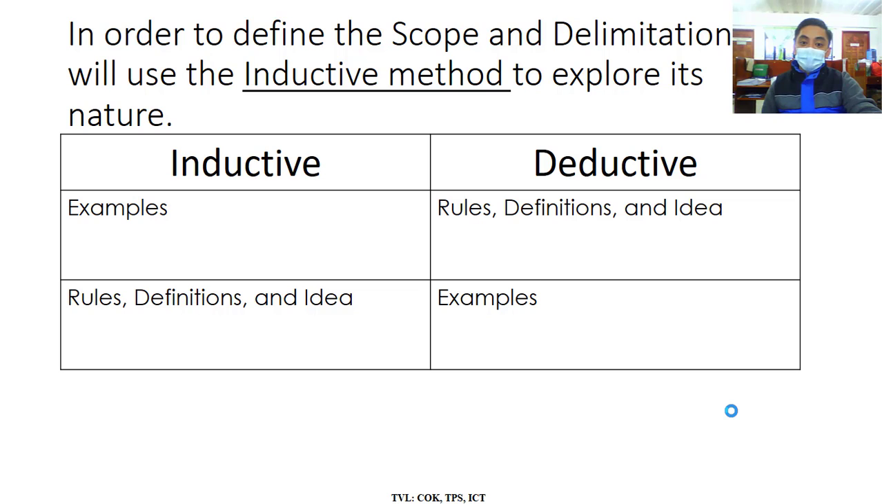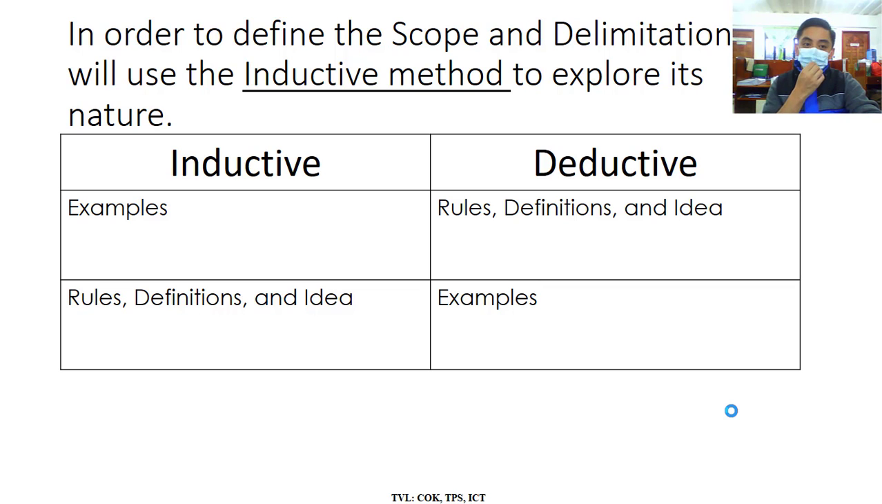This time we also have deductive, by which we provide the rules, definitions, and idea first, and after telling the rules, we tell the example. This time we are going to use the inductive lens to understand the scope and limitation of the study. So basically, we will begin here. Inductive, I will be providing two possible examples concerning the scope and the limitation. After realizing some of the examples, we will go into its rules, definitions, and the idea by defining the terms scope and limitation of the study.